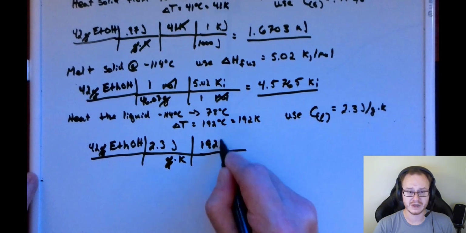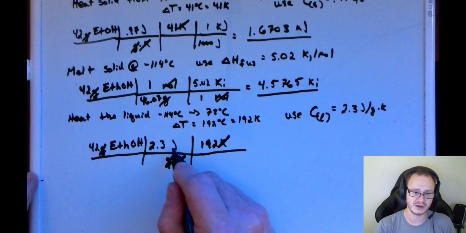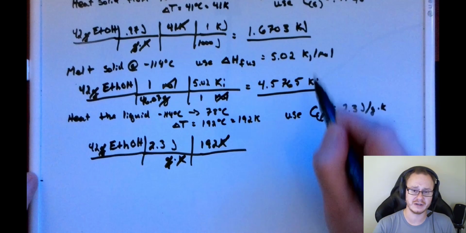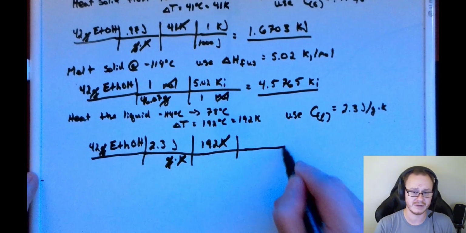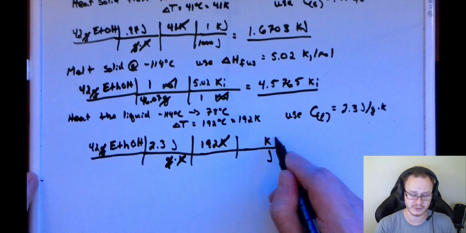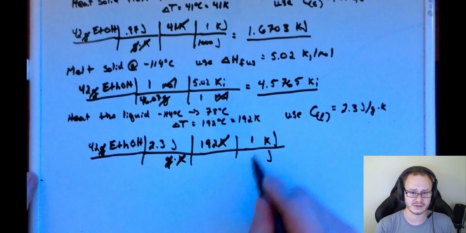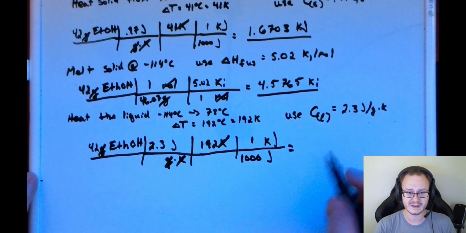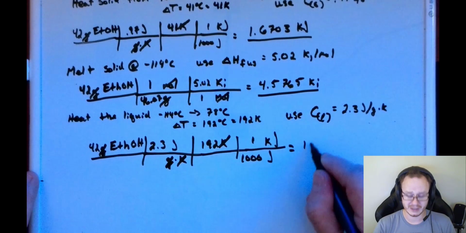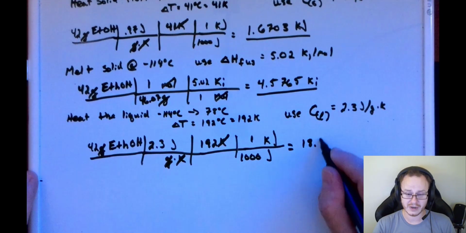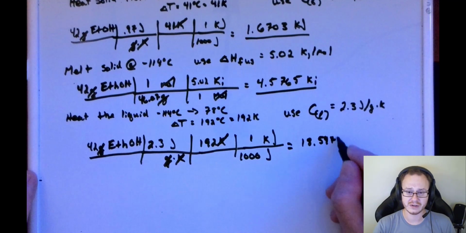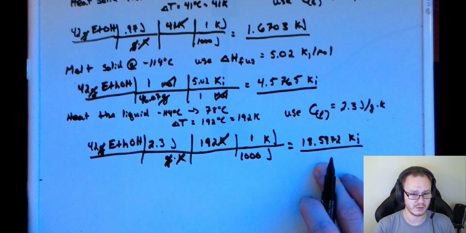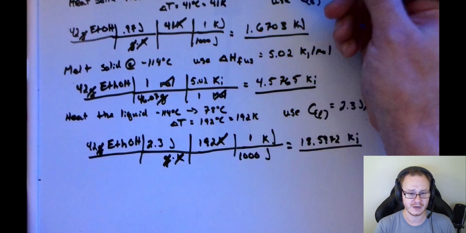My next step is to get rid of the Kelvin. We know the temperature change is 192 Kelvin. I'm left with joules, and I still need it in kilojoules to add up to all the other previous kilojoules. So I will cancel joules and convert to kilojoules. This ends up with 1 kilojoule equal to 1,000 joules. Solve the whole problem, and you end up with 18.5472 kilojoules of energy to heat this liquid all the way from its melting point to its boiling point.